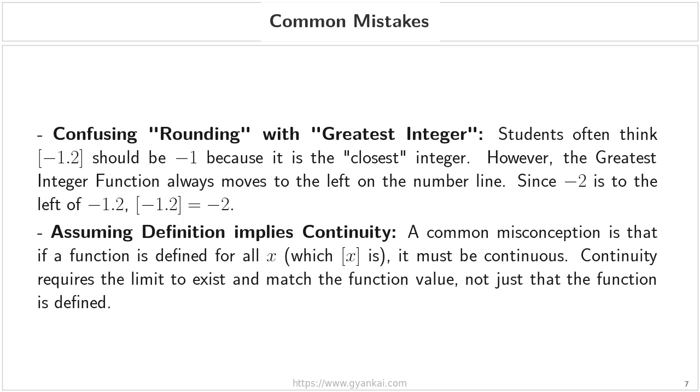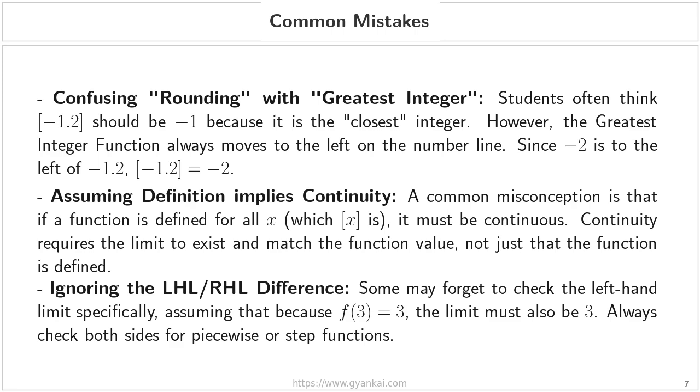Second, do not fall into the trap of assuming that if a function is defined for all x, it must be continuous. As we mentioned at the start of this lesson, the greatest integer function is indeed defined for every single real number, yet it is still discontinuous at every integer. Remember, continuity requires more than just a definition. It requires the limit to exist and to match the function's value at that specific point.